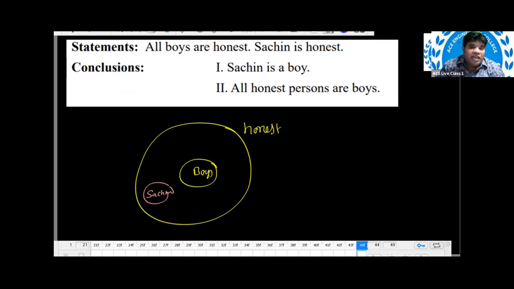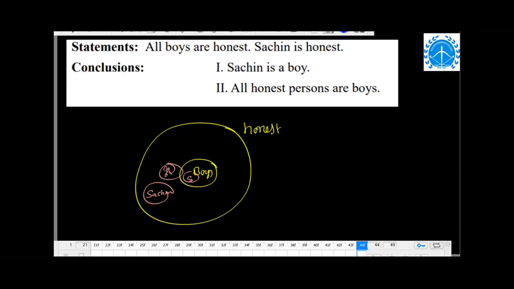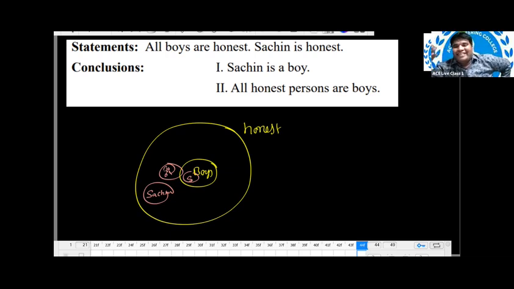So all boys are honest means everybody in boys is involved in honest. Sachin is honest. But Sachin is inside the boys or outside the boys, you don't know. We are getting two diagrams. Are you getting it now? So Sachin is a boy? We don't know. Maybe or maybe not.